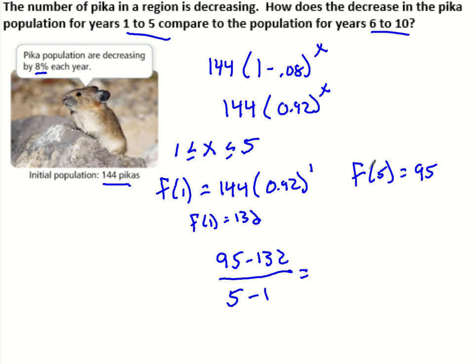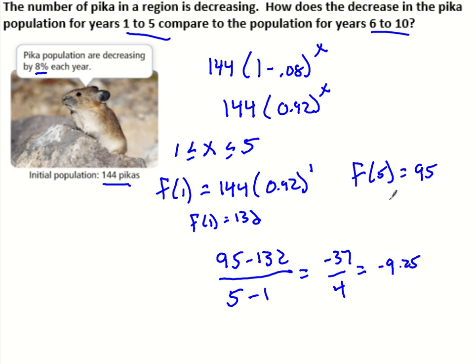Because this is a point right here. When we had f of 5, we got 95. So here's my second point, and I'm subtracting my first point. Looks like this is going to be negative 37 over 4, which, when I simplify, is going to give me negative 9.25.